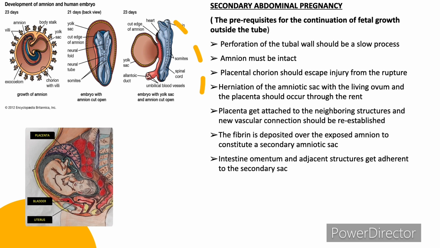Amnion must be intact. Placental chorion should escape injury from the rupture. Herniation of the amniotic sac with the living ovum and the placenta should occur through the rent. The placenta gets attached to the neighboring structure and a new vascular connection should be re-established. Fibrin is deposited over the exposed amnion to constitute a secondary amniotic sac. Intestine, omentum and adjacent structures get adherent to the secondary sac. So these are the various prerequisites which have to be completed in order to reach the stage of secondary abdominal pregnancy.